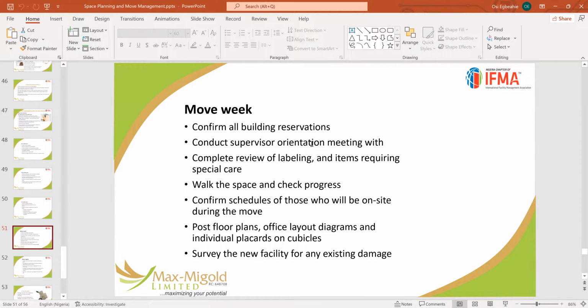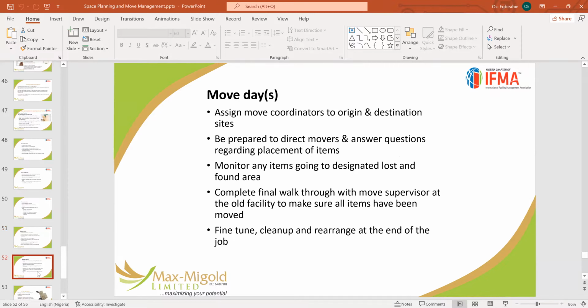Conduct a supervisor orientation meeting. Complete review of the labeling and items requiring special care. Walk the space and check progress. Confirm schedules of those who will be on site during the move. Post floor plans, office plan diagrams, and the survey of the new office in case of damages.